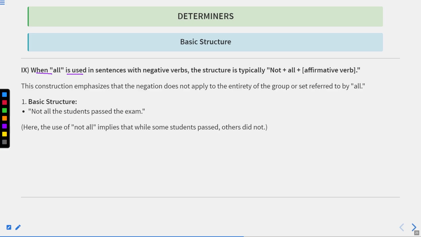When "all" is used in sentences with negative verbs, the structure is typically "not" plus "all" plus an affirmative verb. This construction emphasizes that the negation does not apply to the entirety of the group referred to by "all." Not all the students pass the exam. It means there are some students who do not pass the exam as well. Here, the use of "not all" implies that while some students passed, others did not.